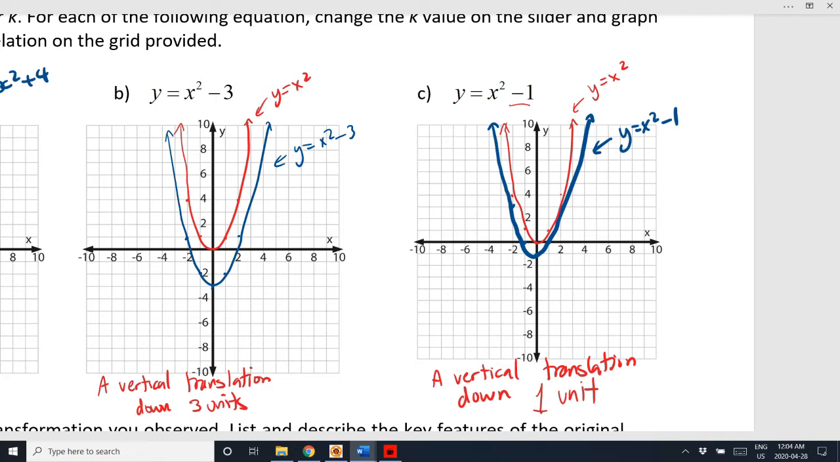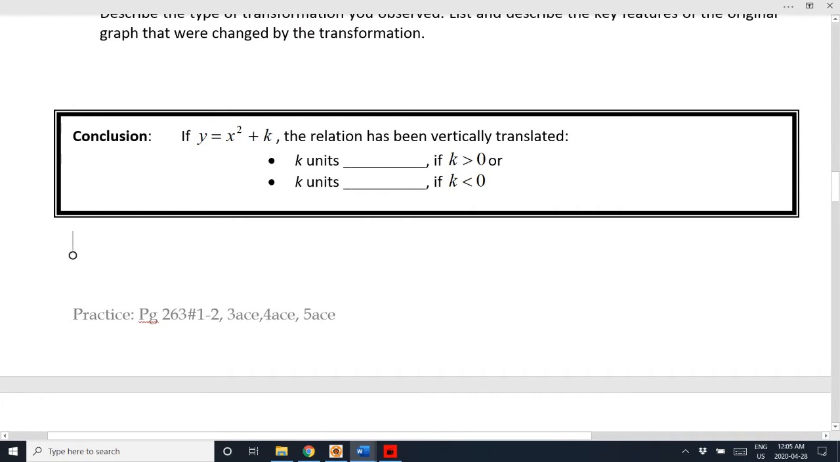Let's move on. So let's conclude what our k value does. If y is equal to x squared plus k, the relation has been vertically translated k units up if k is greater than 0, or k units down if k is less than 0.